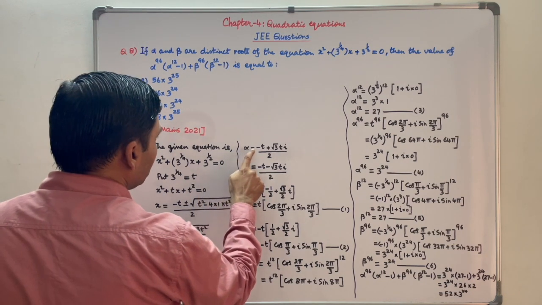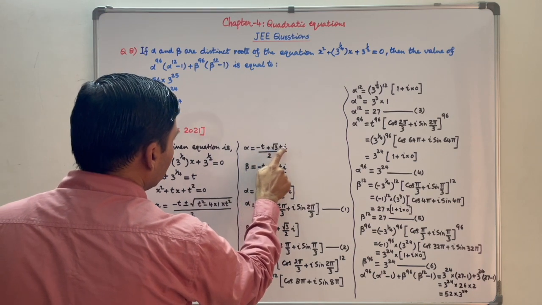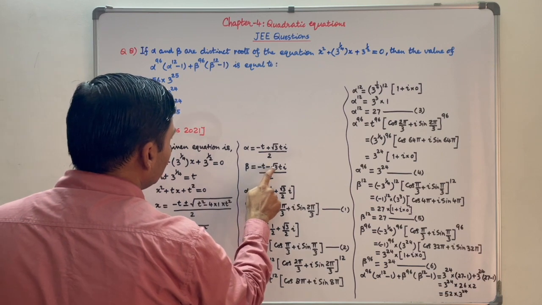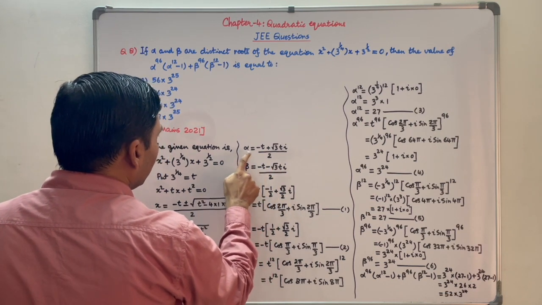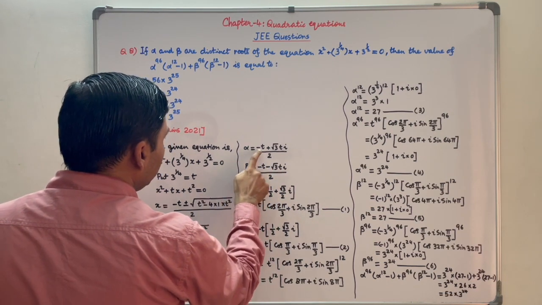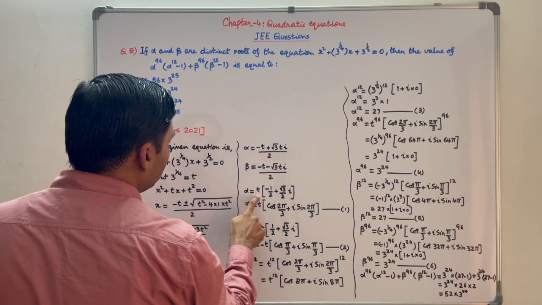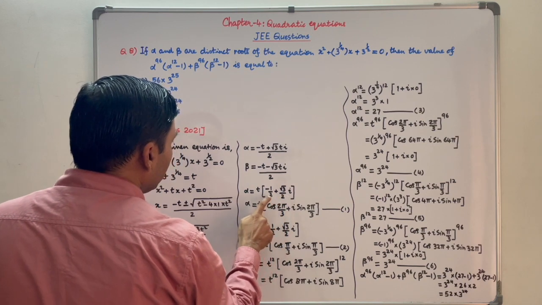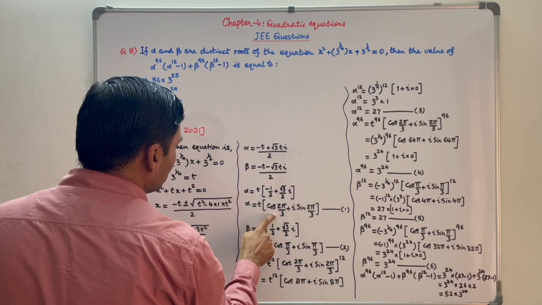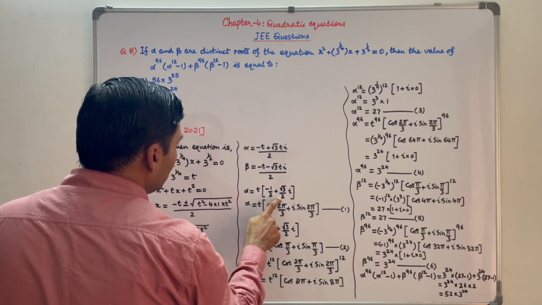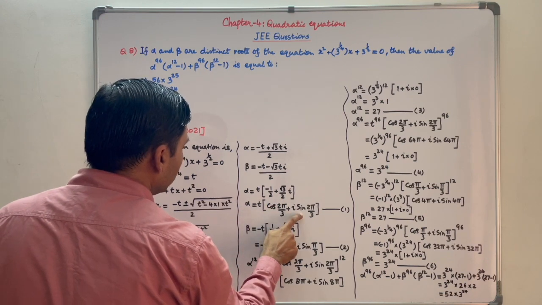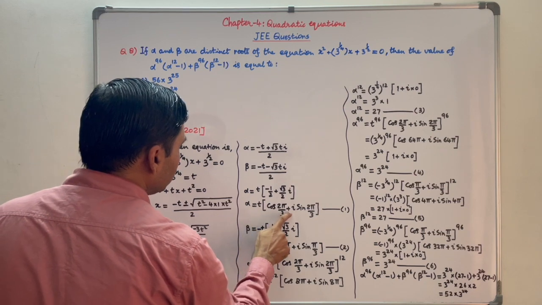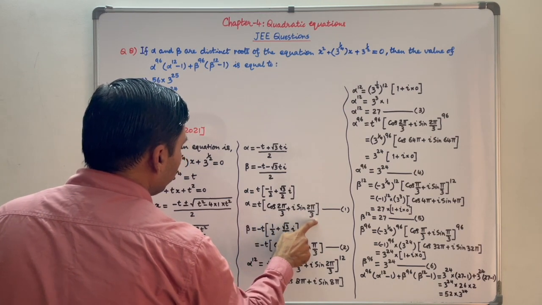Suppose alpha is equal to minus t plus root 3 t i by 2. So beta will be equal to minus t minus root 3 t i by 2. Alpha can be written as, take t common here, so in bracket it will be minus 1 by 2 plus root 3 by 2 i. Minus 1 by 2 can be written as cos 2 pi by 3 and root 3 by 2 can be written as sin 2 pi by 3. So alpha is equal to t into cos 2 pi by 3 plus i sin 2 pi by 3.